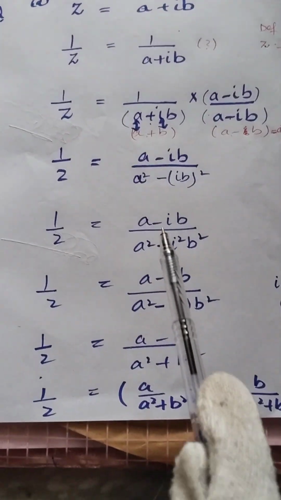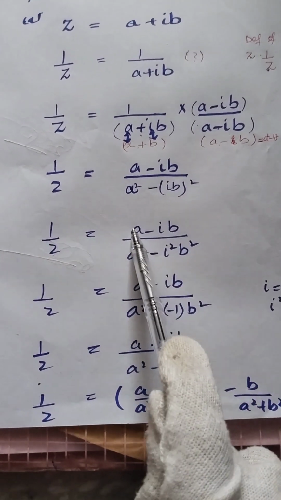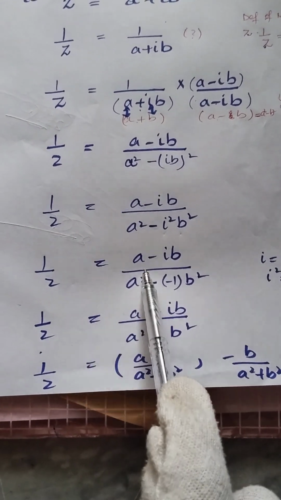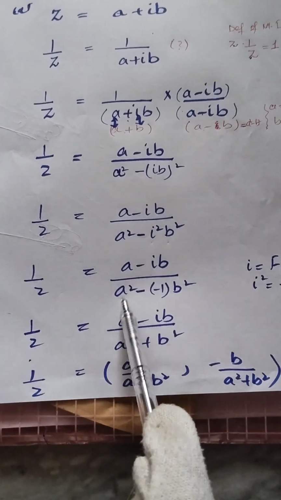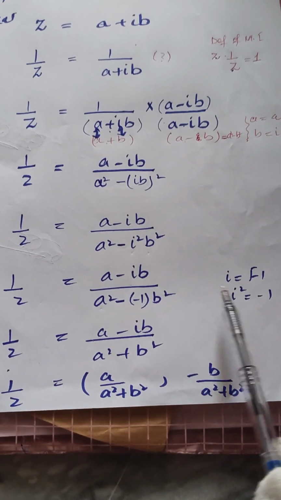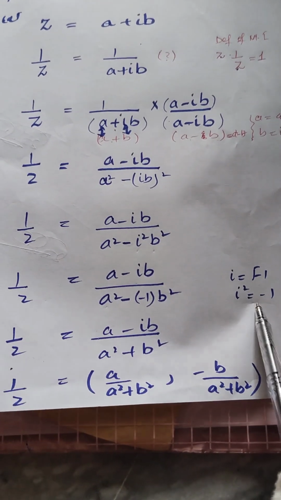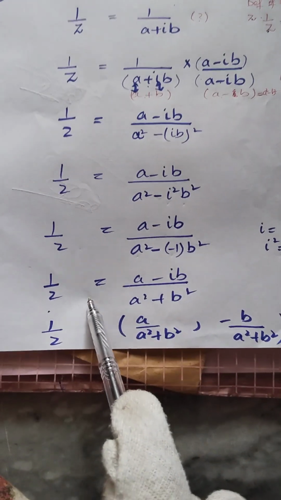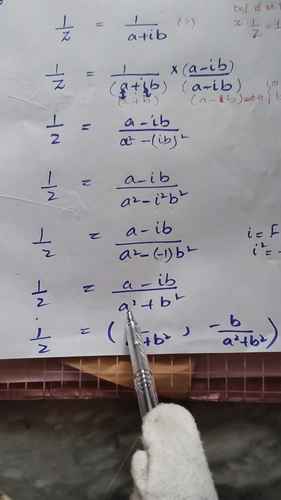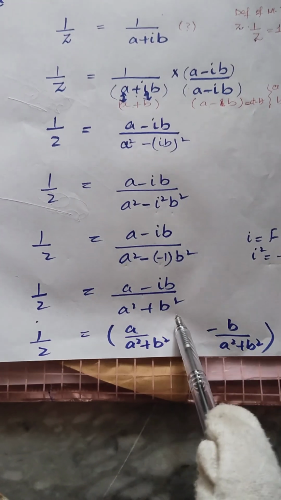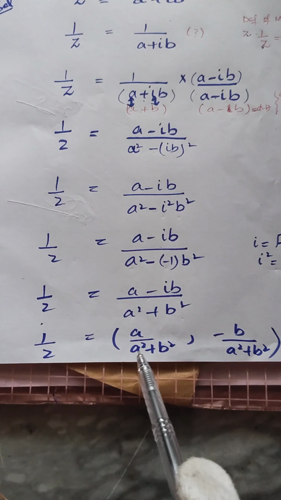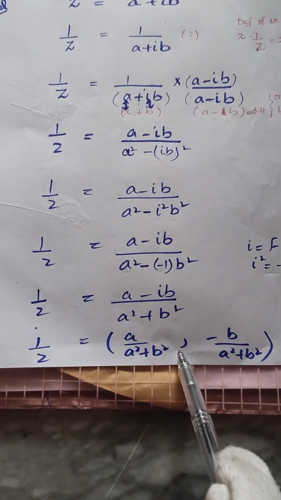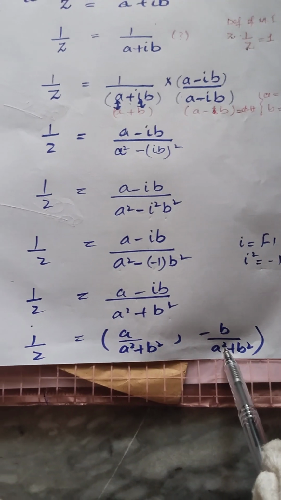So 1 over Z is equal to A minus iota B upon A square minus iota square B square. So 1 over Z is equal to A minus iota B upon A square minus iota square, where iota square is equal to minus 1. We use here the result minus 1, so 1 over Z is equal to A minus iota B upon A square plus B square. We can also write in the form of an ordered pair A upon A square plus B square, comma, minus B upon A square plus B square.